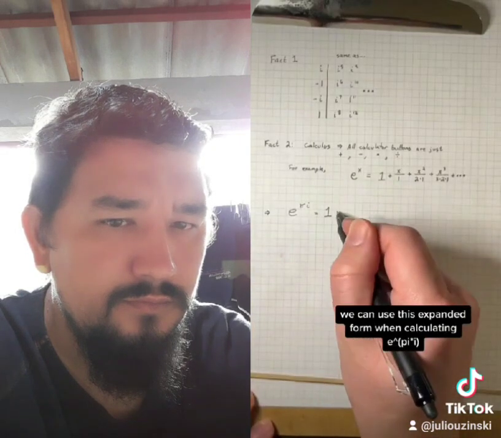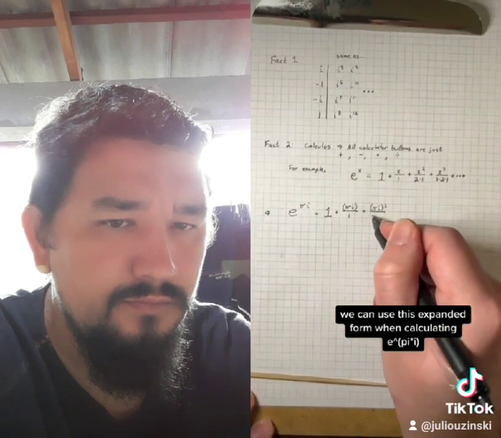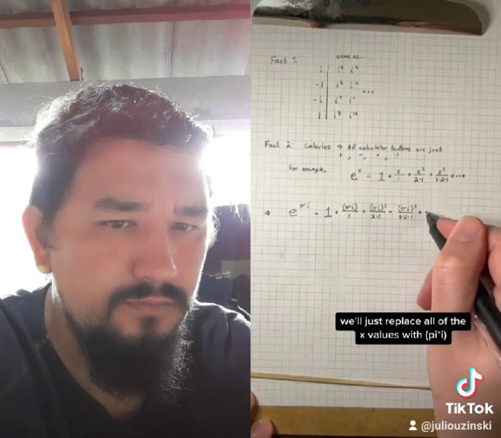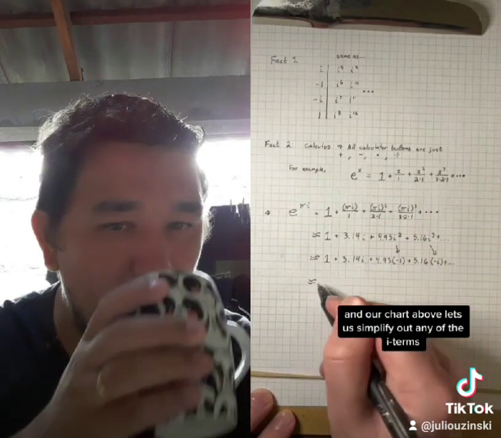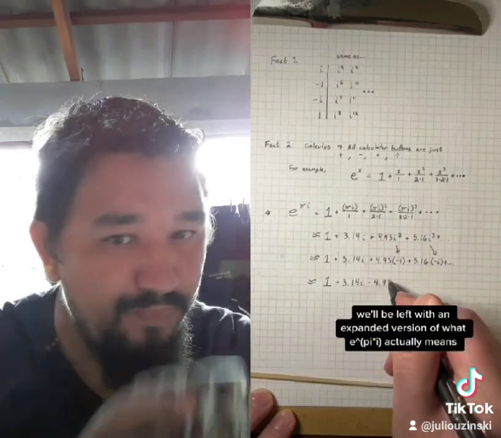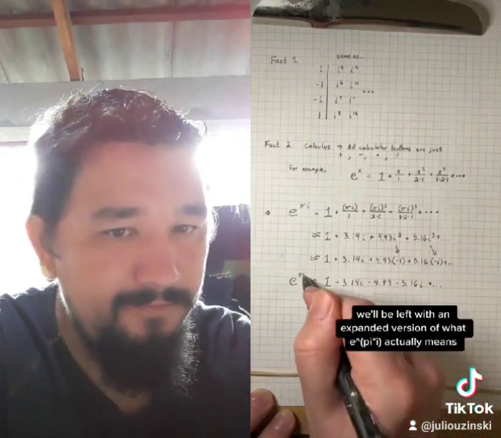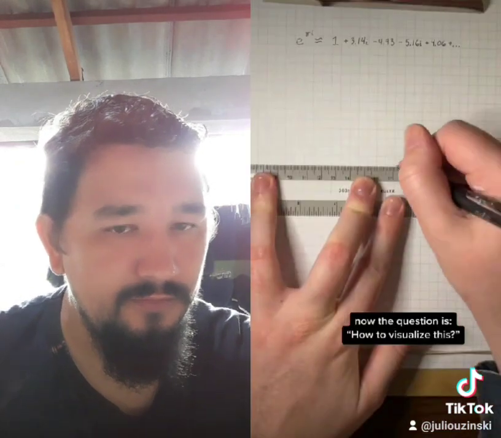We can use this expanded form when calculating e to the pi i. We'll just replace all of the x values with pi times i. The numbers are easy to calculate, and our chart above lets us simplify out any of the i terms. When we're finished, we'll be left with an expanded version of what e to the pi i actually means. Now the question is how to visualize this.